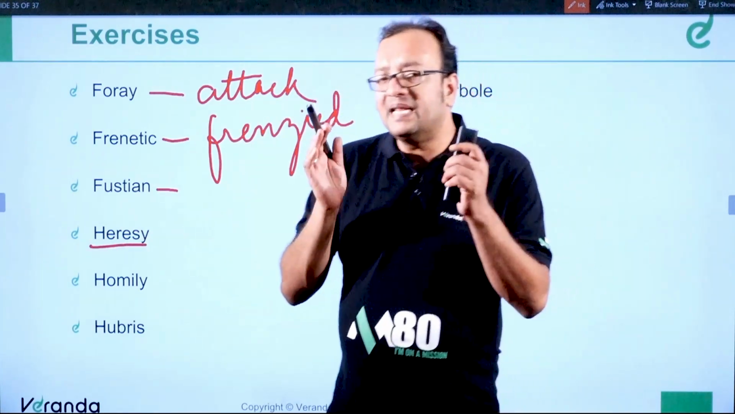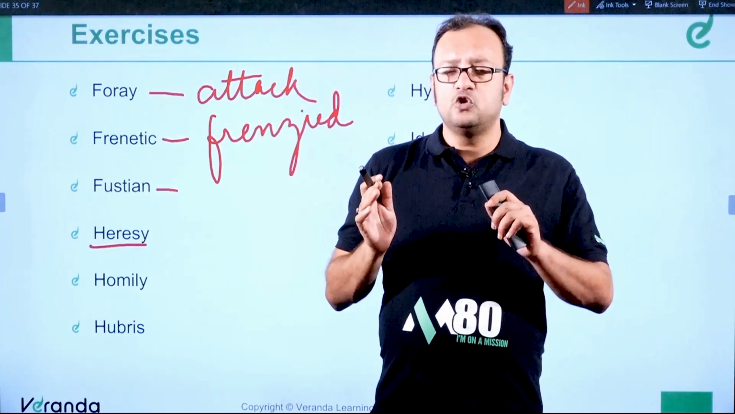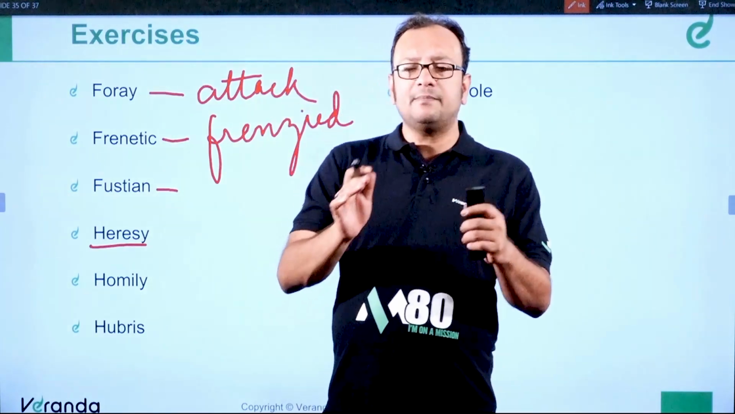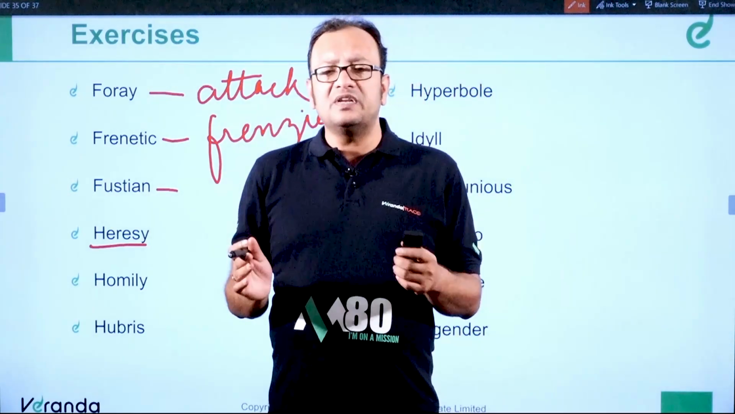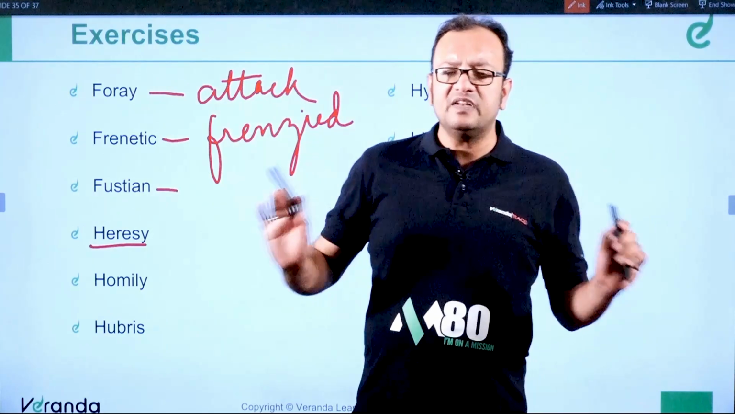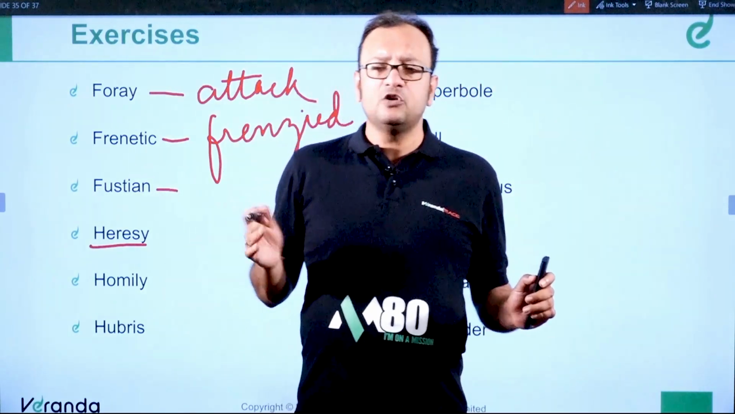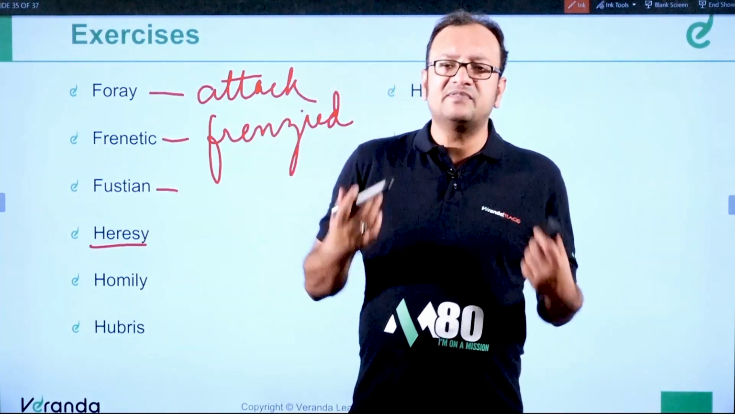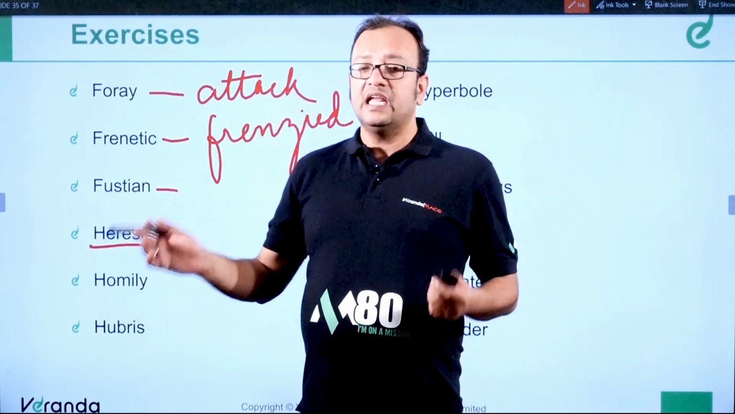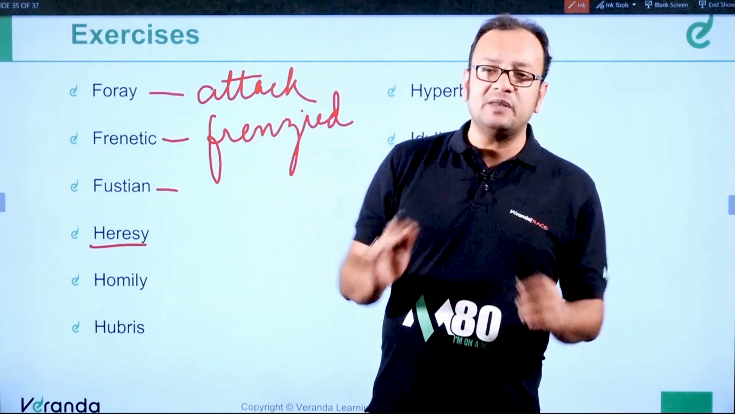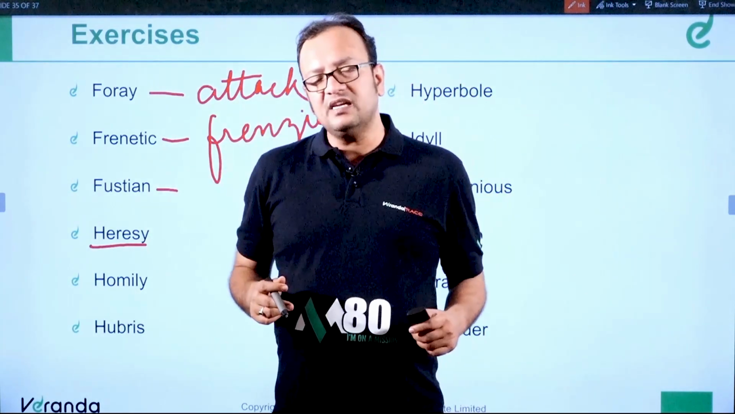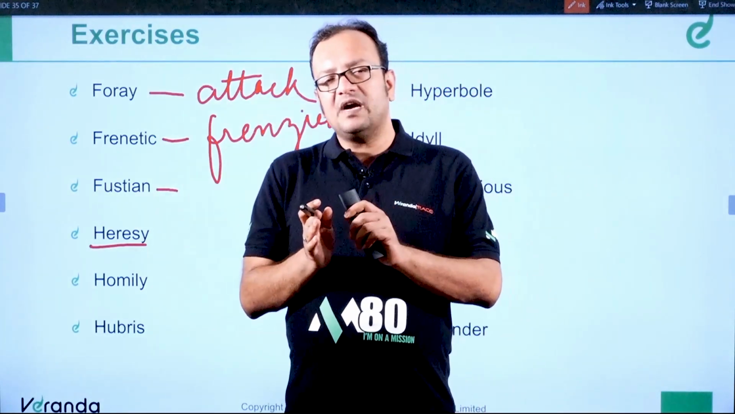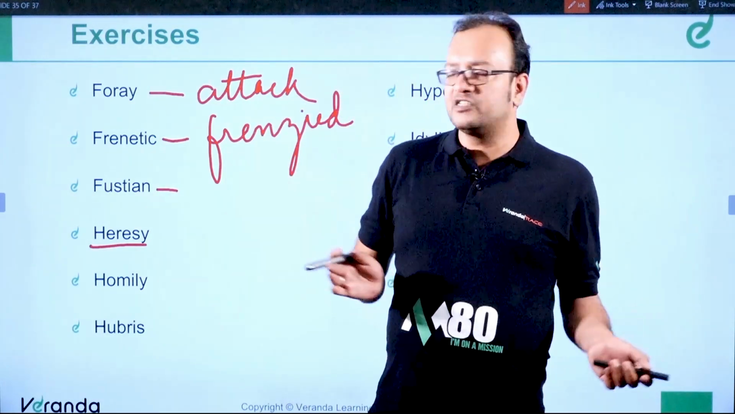Next is heresy. Heresy means a belief system which is not in tandem with an established belief system. For example, if the society feels dowry is important, and I say no, dowry is not important, it should be abolished, then my belief system is a heresy. If everybody feels dowry is not important and I say I'll take dowry, it's a heresy. A belief system quite away from what is normal is known as a heresy.